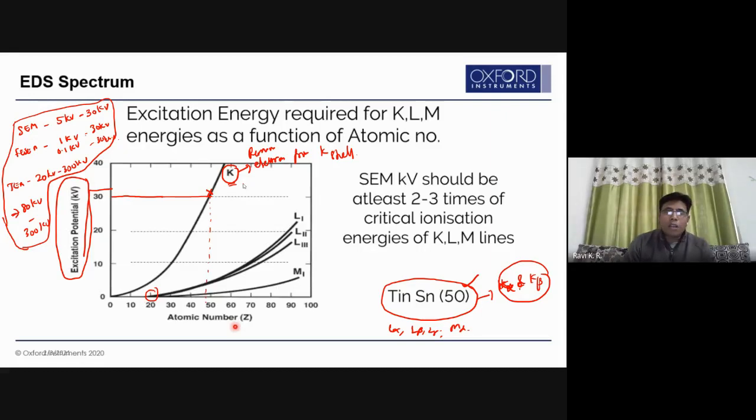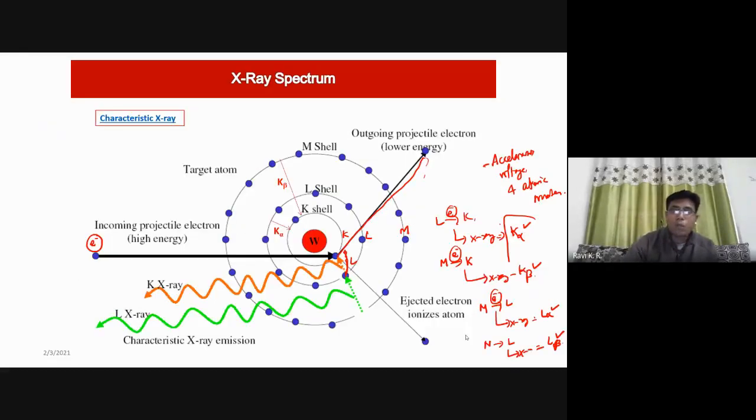For tin, you can get L alpha, L beta, L gamma, M alpha. So you don't have the possibility, as I told you earlier, of everything being possible. K alpha is possible, K beta is possible, L alpha is possible, L beta is possible, provided it depends on what kind of acceleration voltage you are using and what your atomic number is.